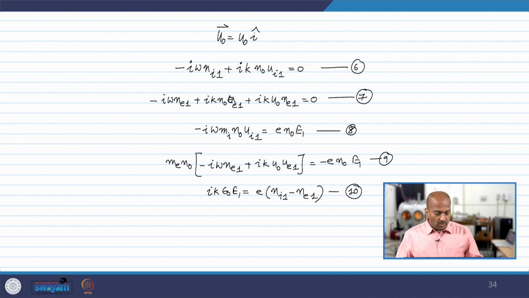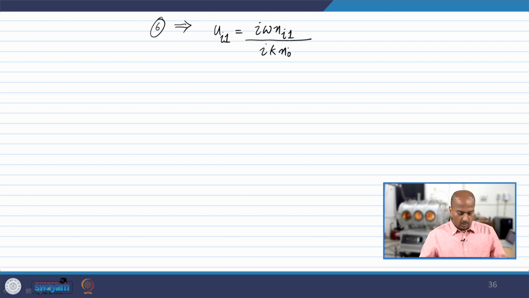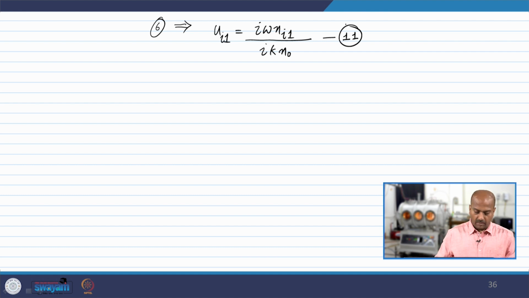Now, we can eliminate some variables. Let us say from equation number 6, we can write u_I1 = ω n_I1 / (k n_0). We call this equation number 11.